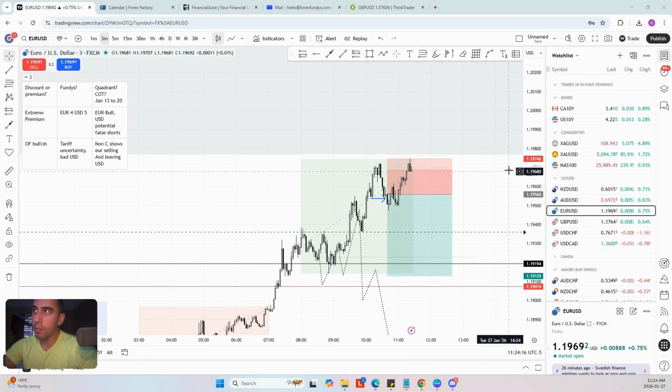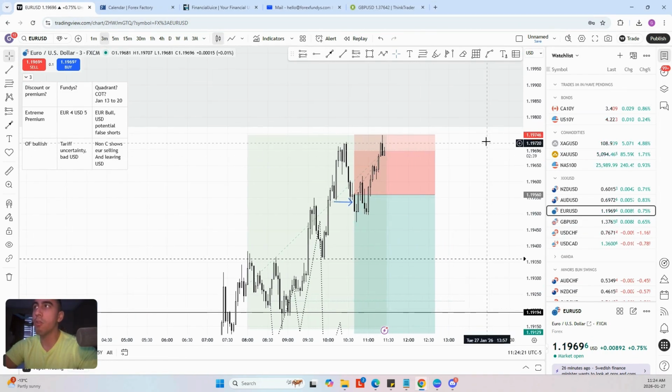Okay, so Euro update. Euro still is in on TradingView, but there is no broker in the world where you are still in this trade, so that is a loss.